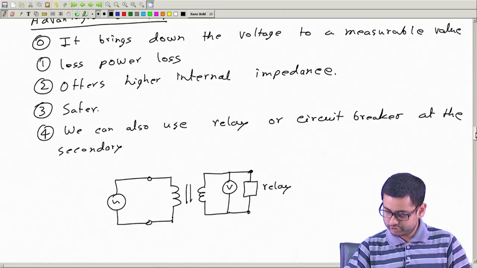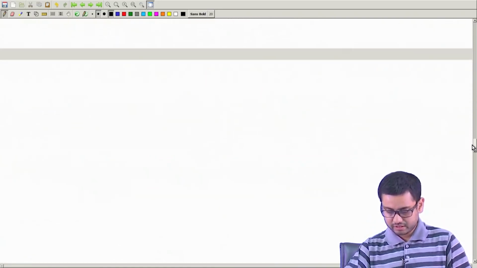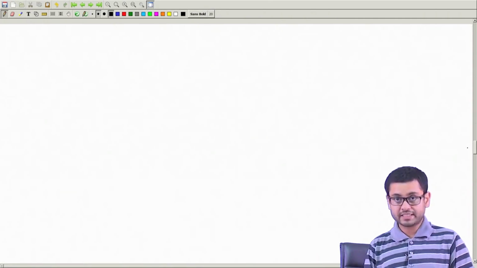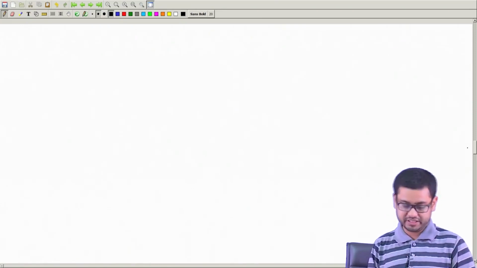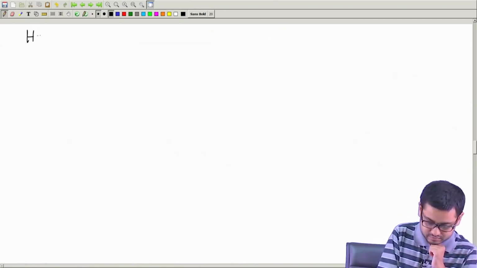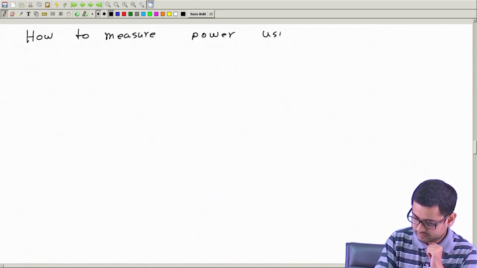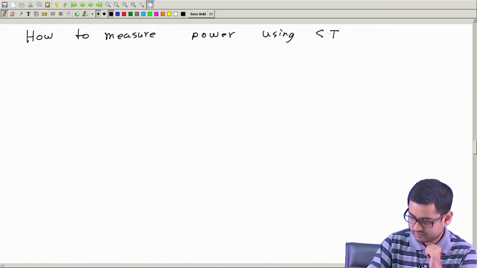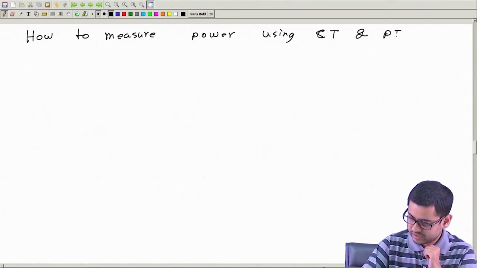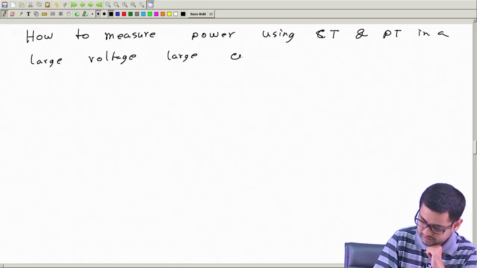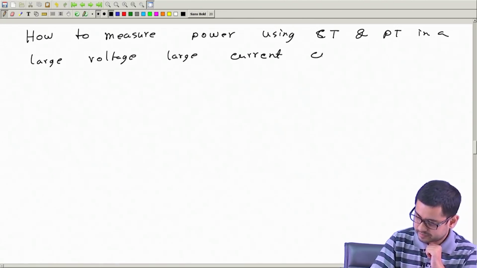Now the last thing we will discuss in this class is how to measure power using CT and PT, in a large voltage, large current circuit.